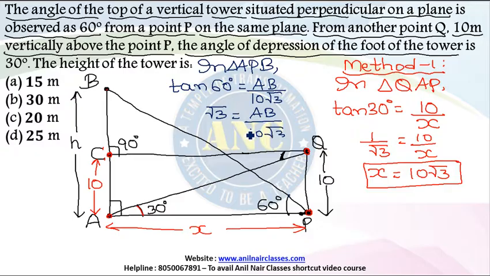So if I cross multiply, this becomes 10 into root 3 into root 3. That is 10 into 3. So AB is 10 into 3, 30. And that AB is the height of the tower. AB happens to be the height of the tower. And I got my answer as 30 units. So the answer for this particular question is 30 meters. 30 meters is the height of the tower.